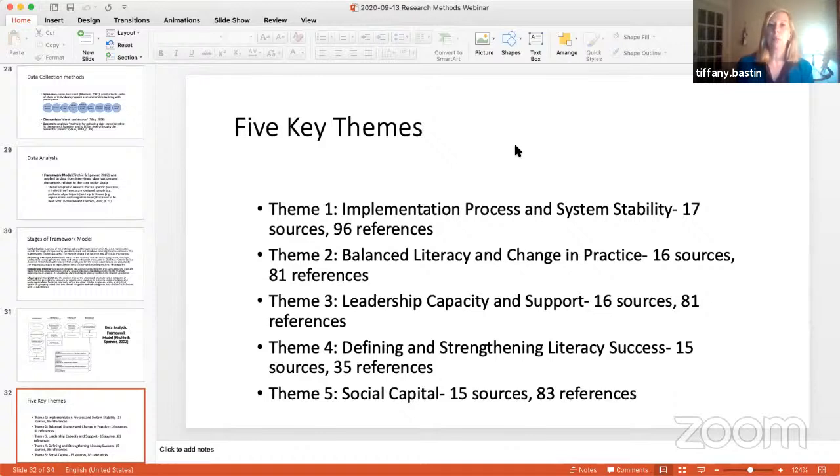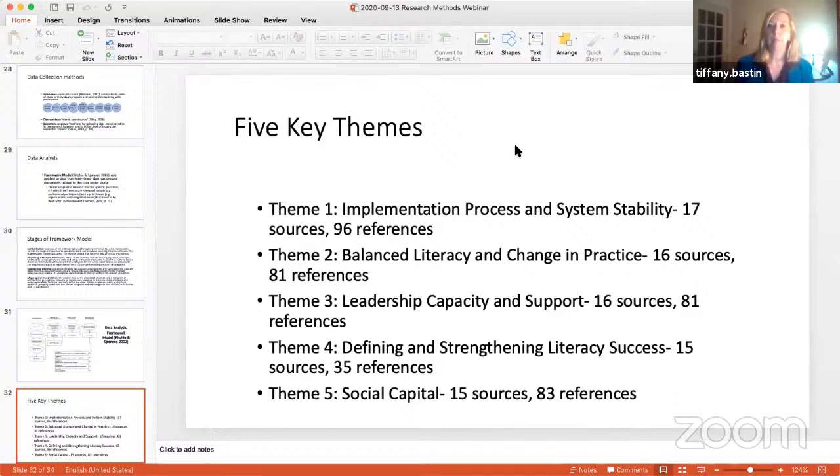The third theme was all about leadership capacity and support, and there were 16 sources and 81 references about this. So what I realized through looking at the data was that principals were absolutely critical. School-based principals were critical in how successful this initiative would be and what support those principals would offer their educators.